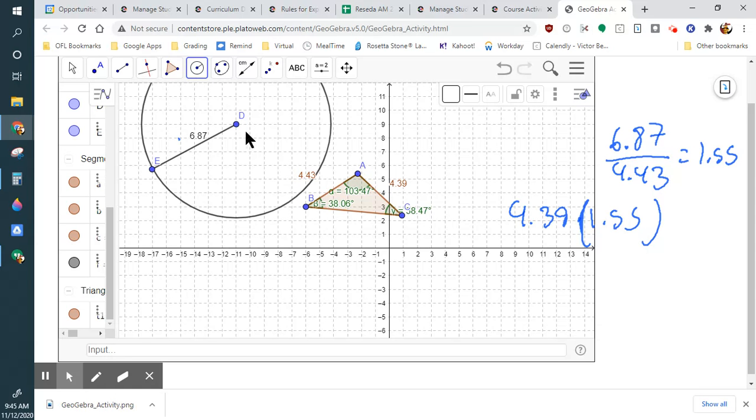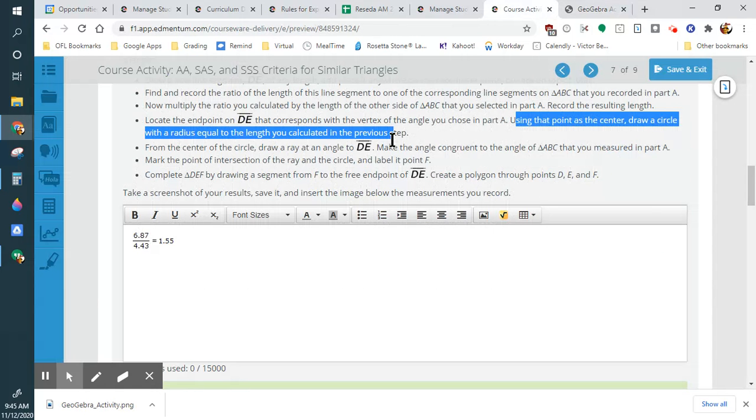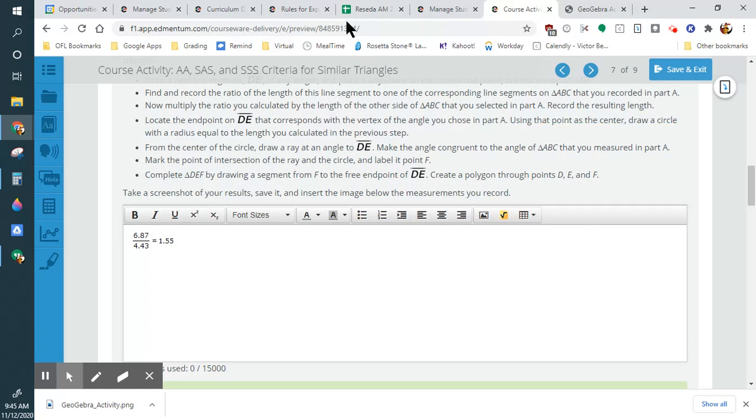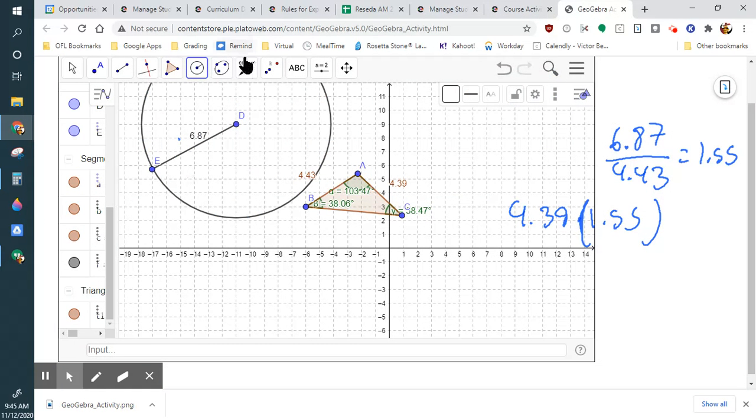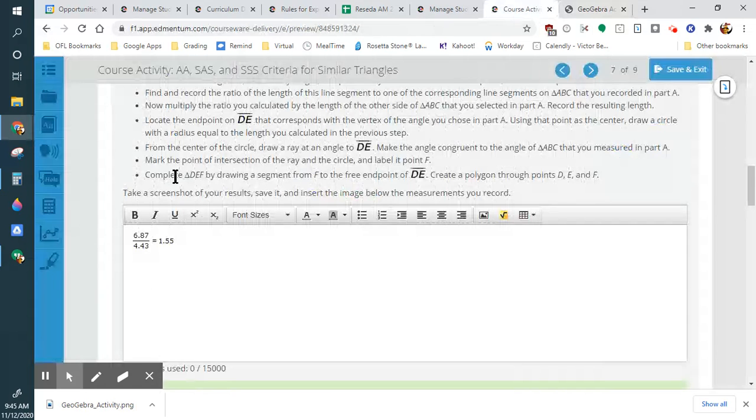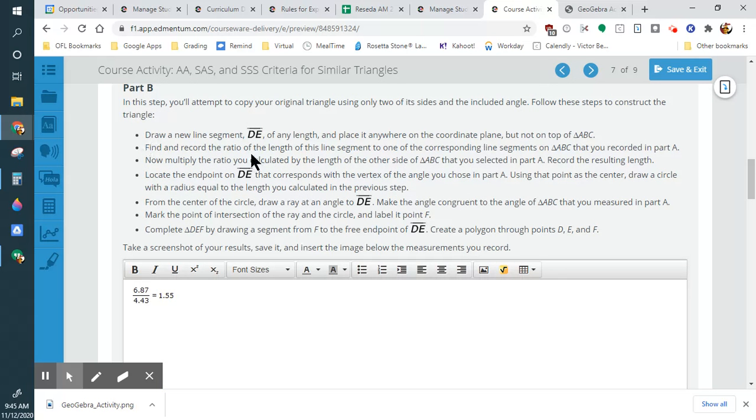All right, so I'm going to have a length somewhere around this circle. I don't know how far yet, or where on the circle yet. No idea, but Amplify will tell me. So now it says, mark a point of intersection with the ray and the angle F. Oops, I must have skipped a step. Did I totally skip a step? Find the ratio of the length.